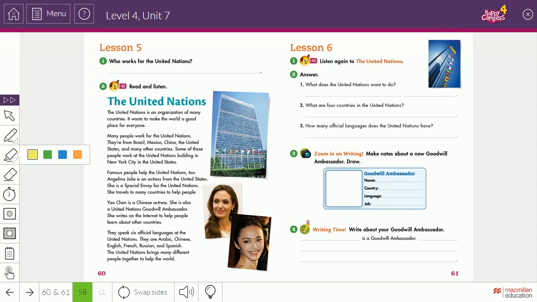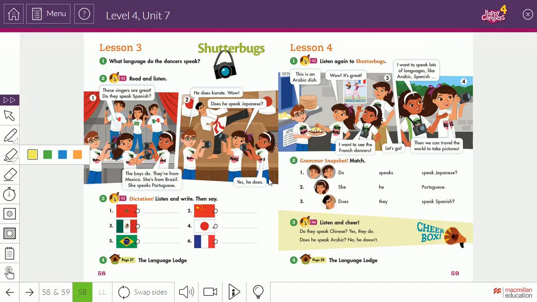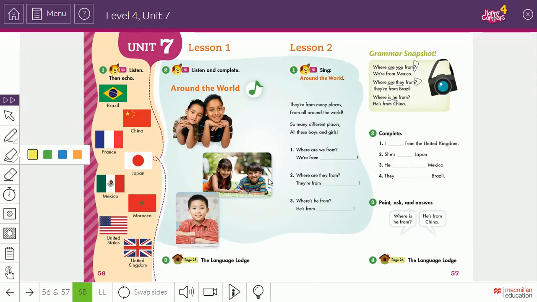Okay, today's session is about writing. But before we start writing, we have to do a quick review of what we did in Unit 7. In Lesson 1, we saw the flags and their countries. We started with the Brazil flag, then China, France, Japan, Mexico, Morocco, the United States, and the last one is the United Kingdom. These are 8 flags and 8 countries.